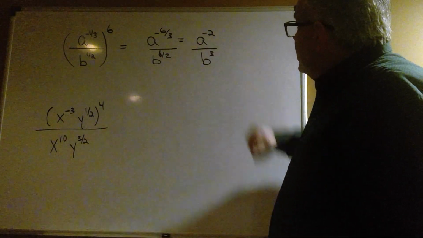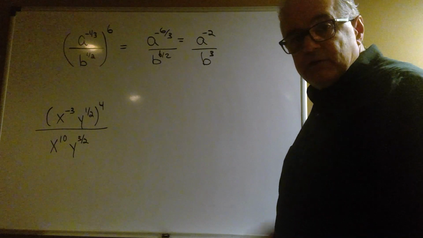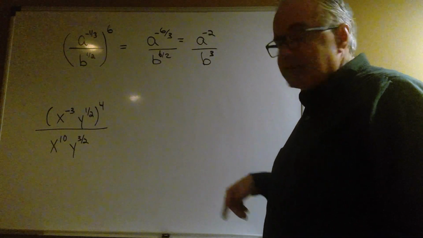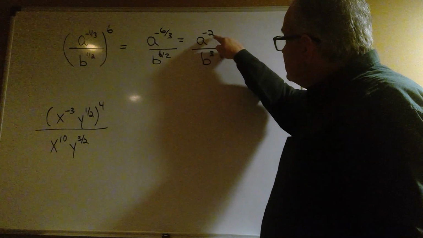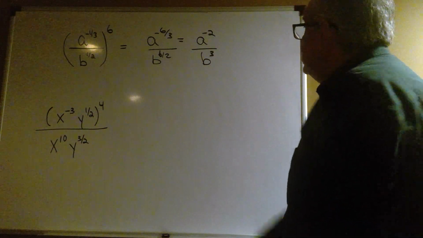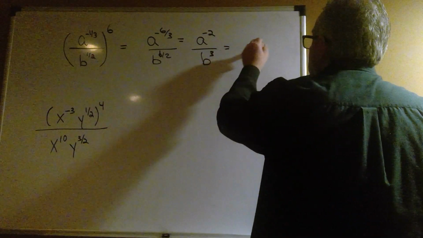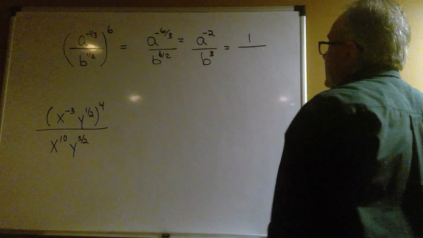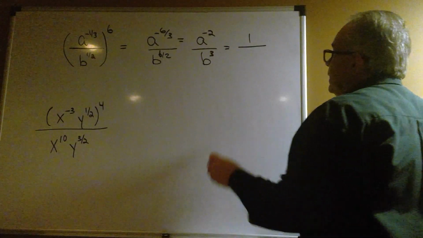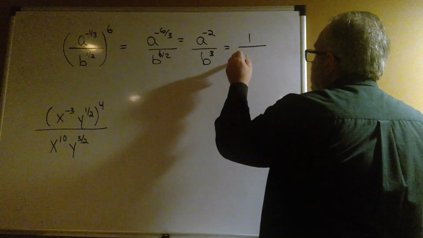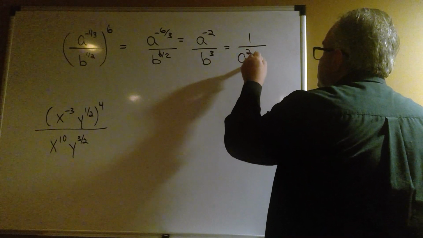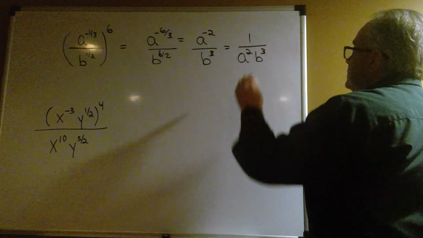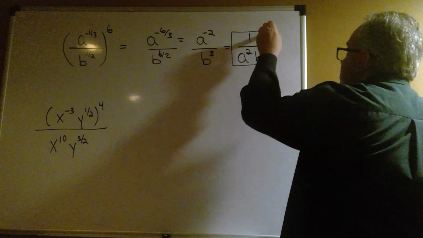Okay, and this is where I'm at thus far. The only thing to do is change that negative exponent to positive. So this A to the negative 2 has got to come downstairs, and I've got to make sure something is in the numerator, which is going to be 1. I'm going to end up with 1 over A to the positive 2, B to the positive 3. So there's my answer for that one.